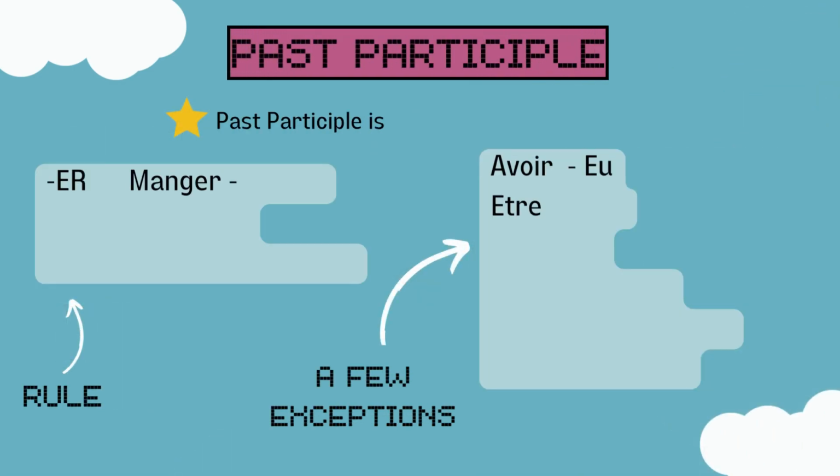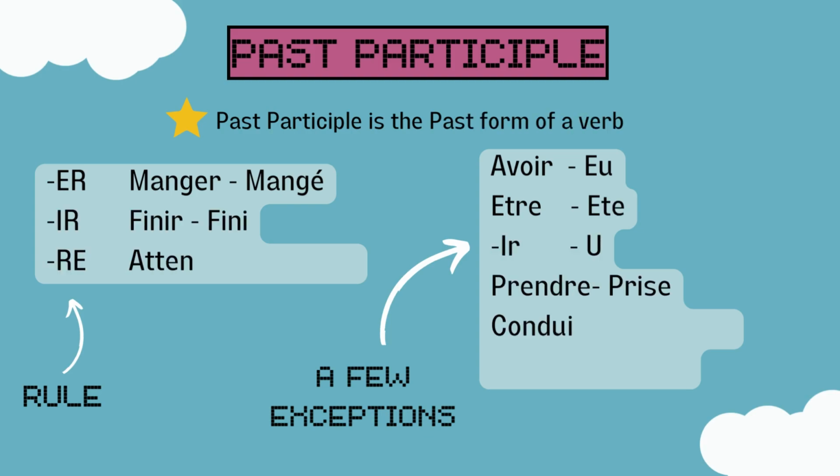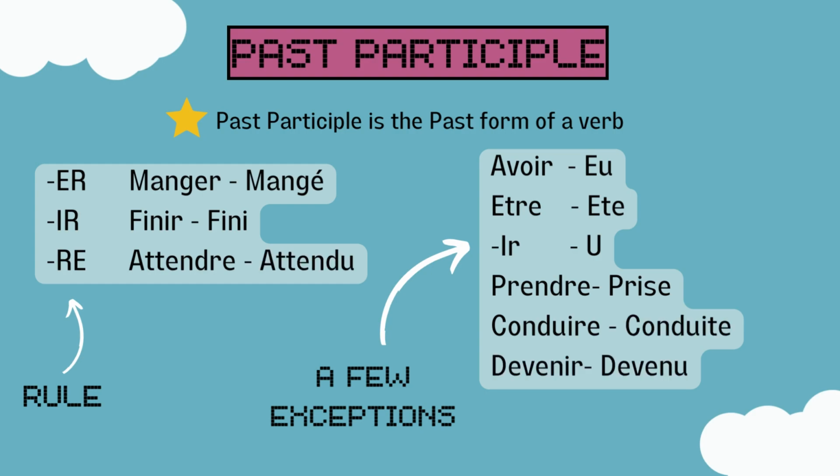So past participle is the form of a verb which is in past tense. If a verb ends with er, for example, manger, the er in the end is going to be removed and will be replaced with an é with an accent. If the verb ends with ir, for example, finir, the ir is going to be removed and replaced with an i. If the verb ends with an re, then the re is going to be removed from the verb and replaced with a u. This is the basic rule which is followed for most of the verbs.